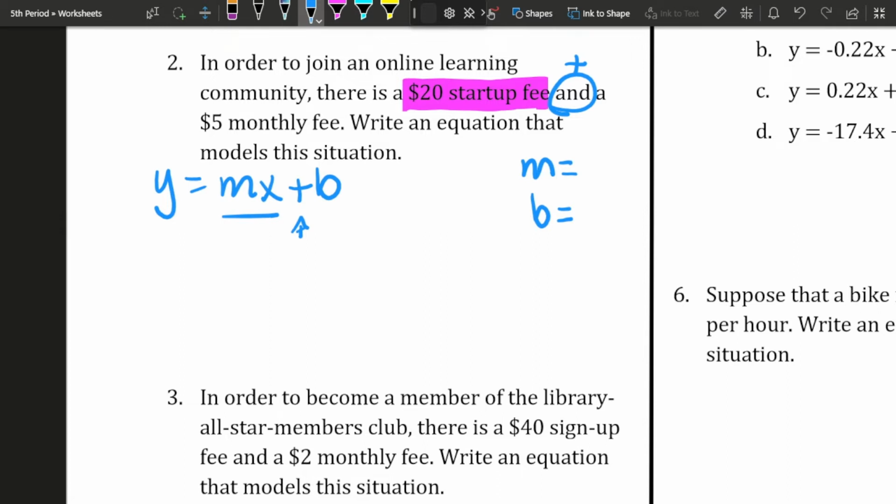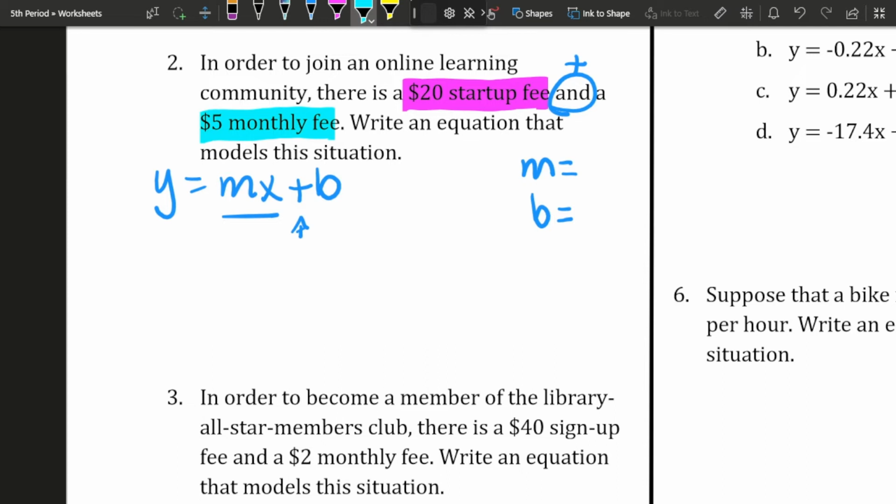And then it says a monthly fee of $5. So that means that every single month you're gonna pay $5. And we're gonna let x be the number of months. So now we identify everything that we need. We have the 2 numbers that we're gonna use in the equation. We just gotta know which one goes where.